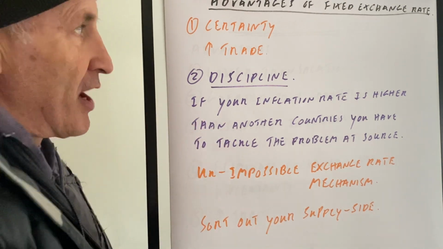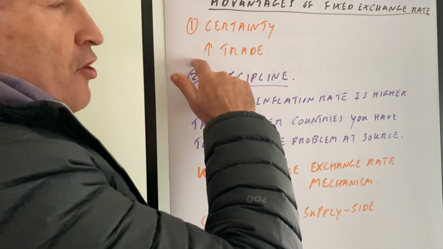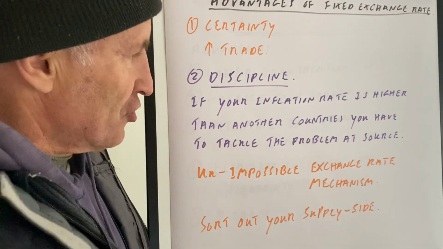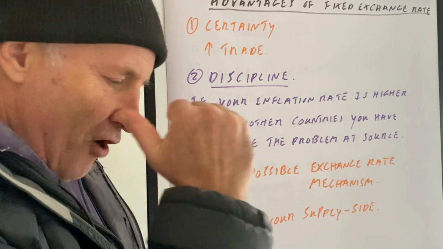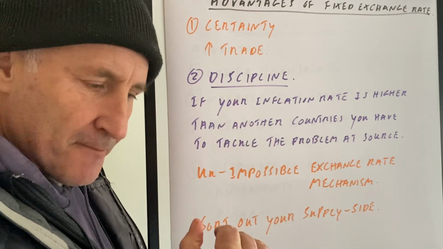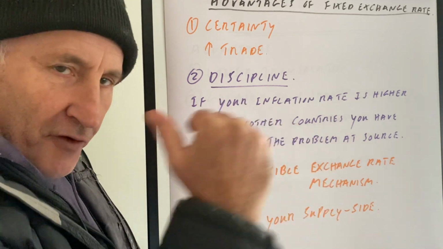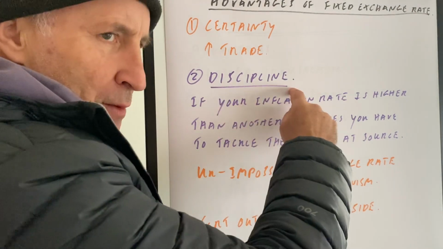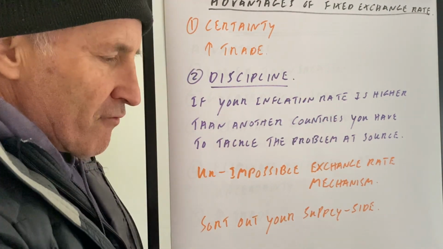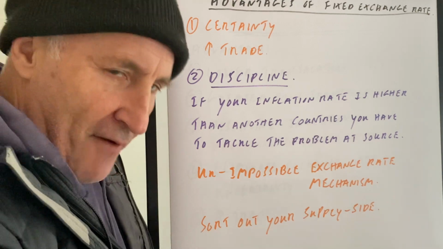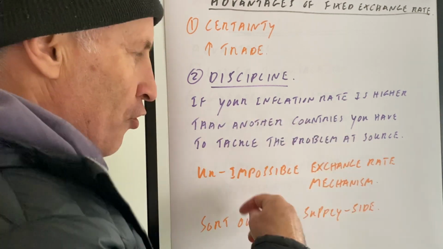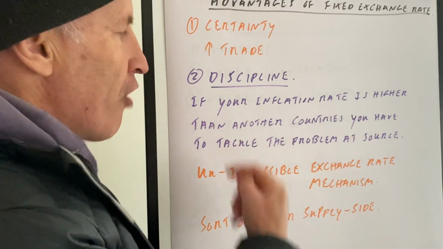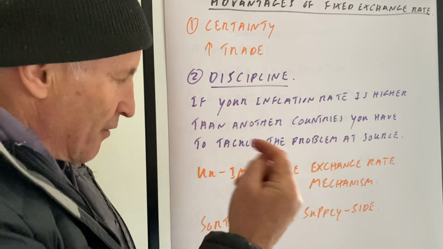Advantages of fixed exchange rate. Certainty. So hopefully that will lead to a rise in trade, because we know what price we're going to get for our goods, and discipline. It therefore means if our inflation rate is higher than in other countries, we can't just rely on the fall of the exchange rate to fix the problem. We have to fix the problem at source. So therefore, we'll be more disciplined. If we have a trade deficit, we have to solve the problem. So therefore, we'll have the structural reform, improving supply side to make sure that we can compete with other countries. We cannot rely on the exchange rate to get us out of a problem.